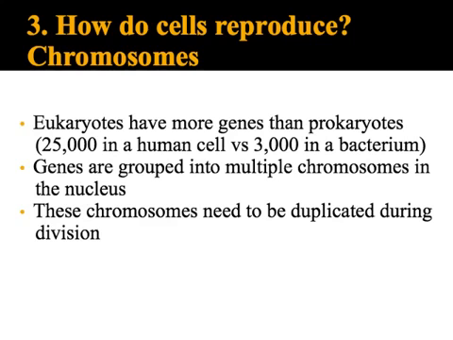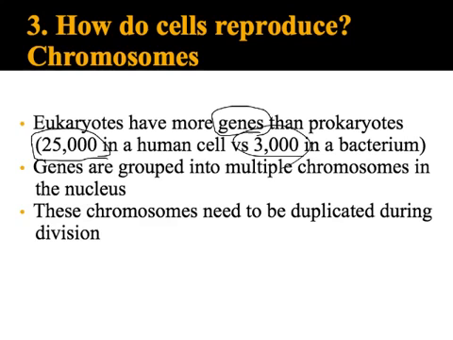So how do cells reproduce? One of the more complicated things about eukaryotic cell division is that in our cells we have a ton of DNA. We have way more genes than a prokaryote does, and that makes sense because we're more complicated. For example, in one human cell there are 25,000 genes. That's how many scientists approximate that we have, whereas in a bacteria cell there are only about 3,000. So we have a lot more DNA to deal with and copy if we're going to divide our cells.